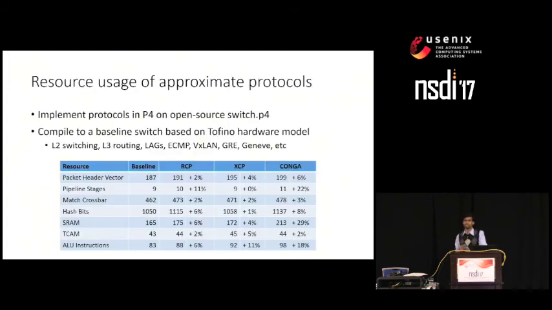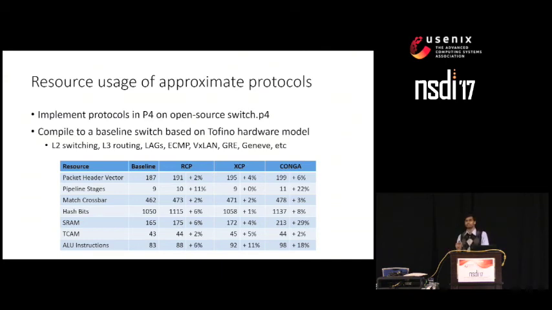Lastly, let's see how much extra resources we use when implementing these approximate protocols. So we implemented, again, a bunch of these protocols in P4 on top of an open source switch. And we compiled this P4 code on top of a real switch based on the Tofino hardware model. And the switch essentially has most of the common features you would expect from a top-of-the-rack switch, such as L2 MAC learning, L3 routing, link aggregation groups, ECMP, and so on.